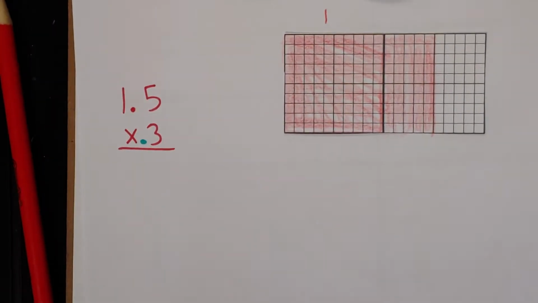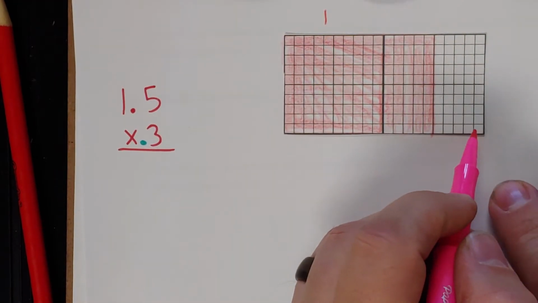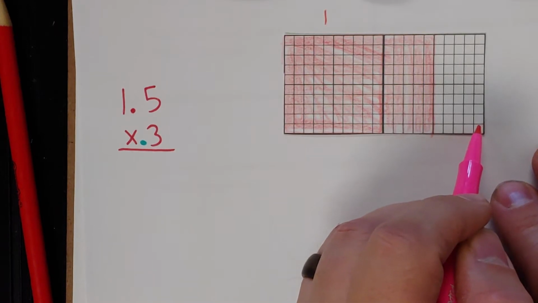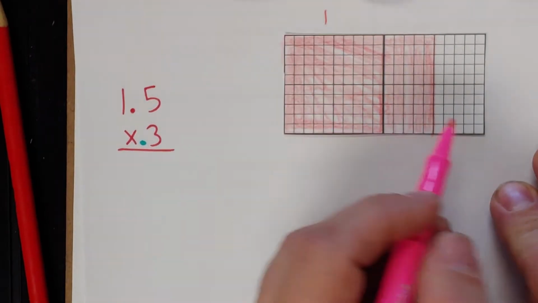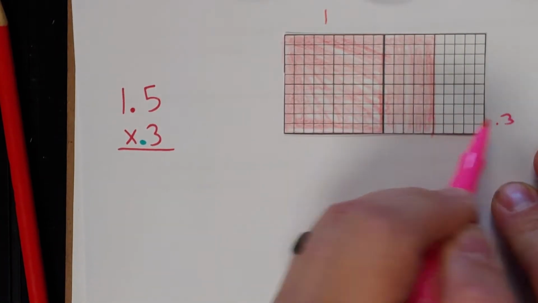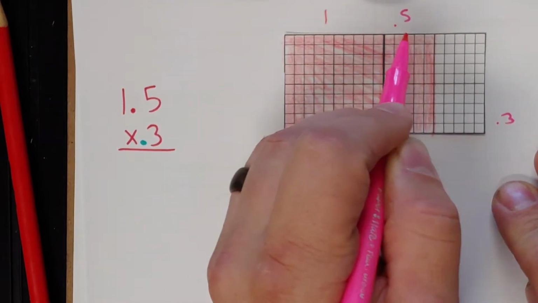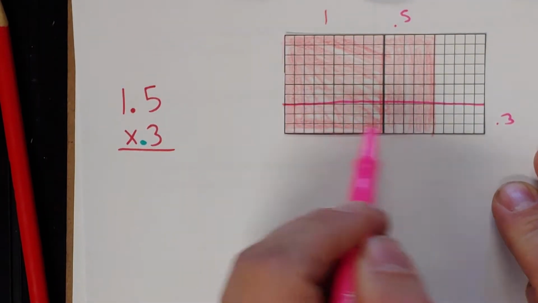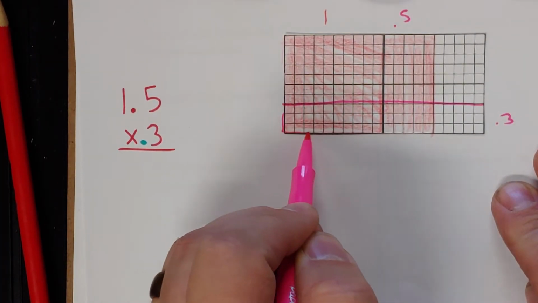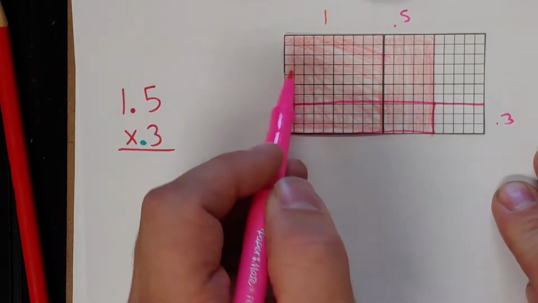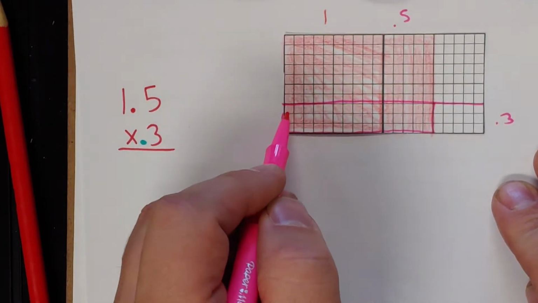But now I'm not taking three groups of 1 5/10. I'm taking 3/10 of 1 5/10. So I'll take 3/10, which, if I think about it right here, oops, that should be 5/10. One whole and 5/10. 3/10: 1, 2, 3. Here's 3/10. If I cut right there, that would be me saying, okay, I'm taking these parts, the 3/10 of the 1 5/10, which is, well, what's that going to be?